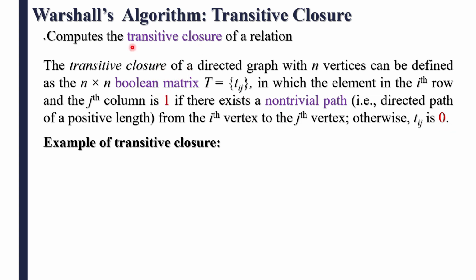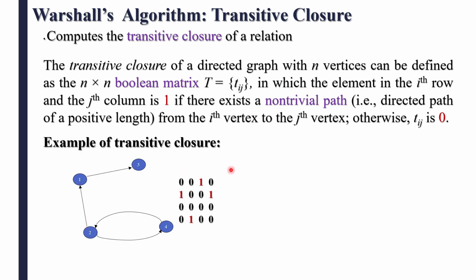To find this, we use Warshall's algorithm. For example, this is one directed graph, and this is the Boolean matrix for this graph. The path 1, 2, 3 exists, and that is a positive path, so it is taken as 1 here. For 3 to 1 it is a negative path. Negative means reverse: based on the direction, if it is in the reverse, that is what you call a negative path. But that path you are not considering. You are considering only non-trivial paths.